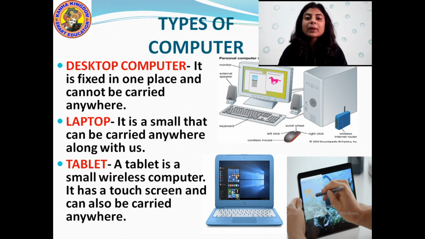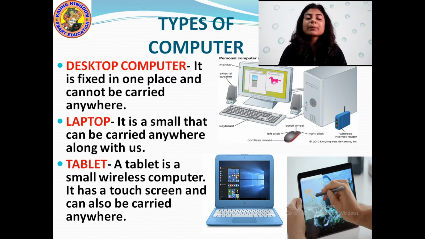D-E-S-K-T-O-P. Desktop computer. C-O-M-P-U-T-E-R. It is a desktop computer. It is fixed in one place and cannot be carried anywhere. You can see the first picture on the top with many pieces of equipment: CPU, monitor, mouse, keyboard.